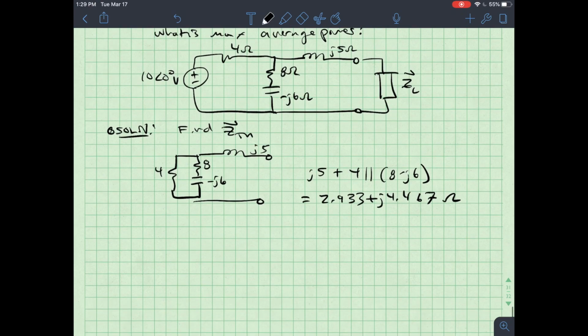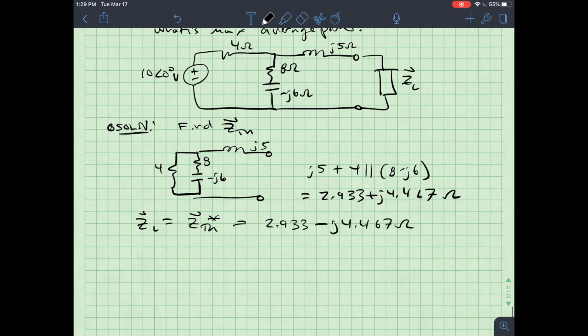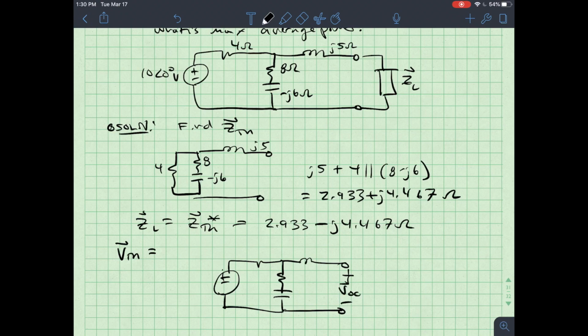So I can answer the first part of this, which is what should ZL be? It's Z Thevenin complex conjugate, which is equal to 2.933 minus j4.467 ohms. Next thing to do is to find V Thevenin. I go back to my original circuit and I make an open circuit at the terminals. And I'm looking for V open circuit. That's going to be equal to V Thevenin.